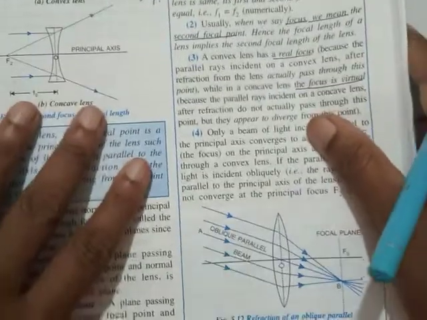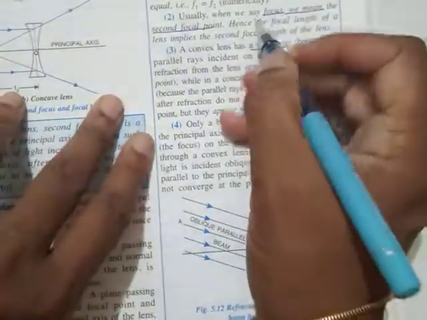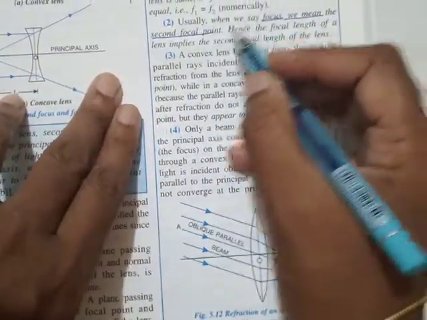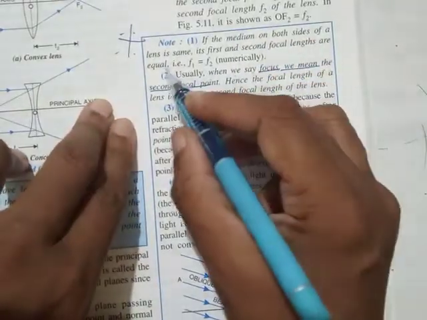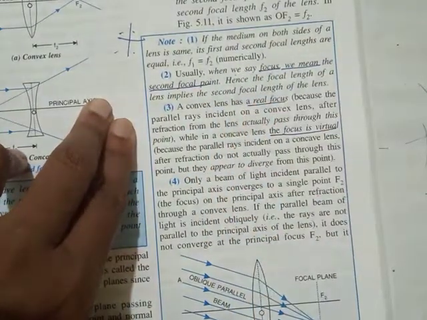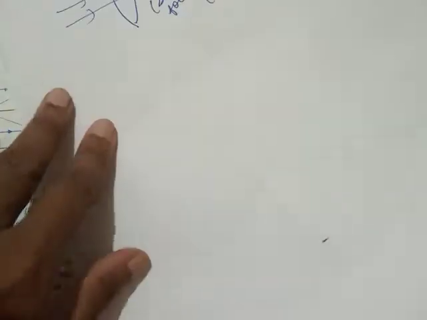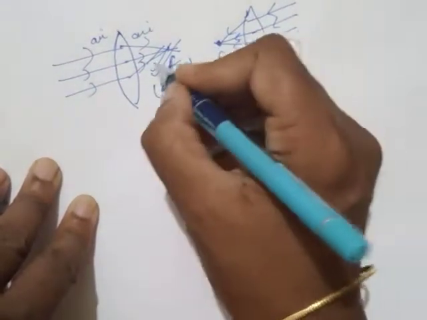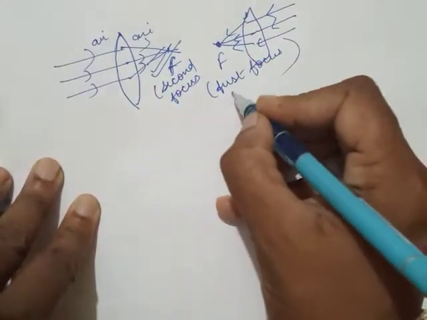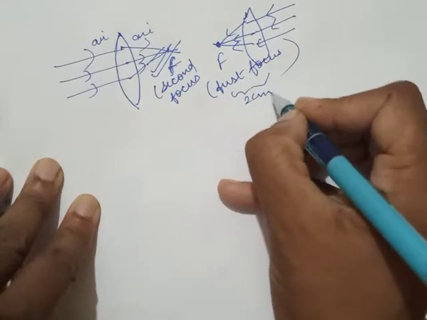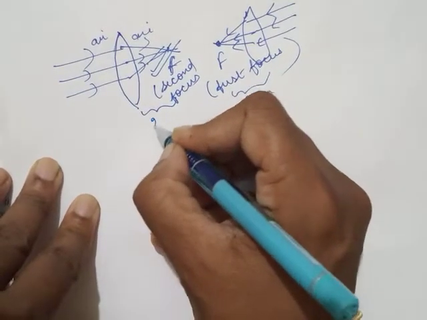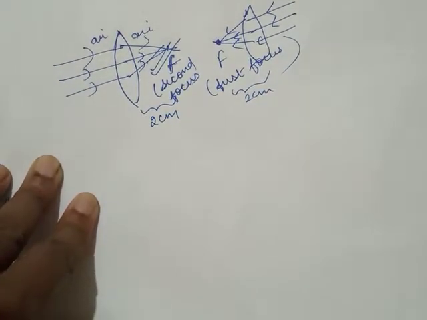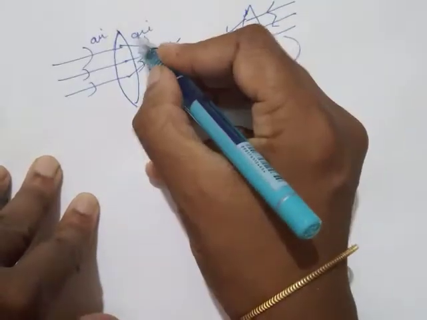Now the important things, all the note, every point is important. If the medium on both sides of a lens is the same, its first and second focal lengths are equal. If this side is also air, this side is also air, then these two focal lengths will be the same. If this is 2 centimeter first focal length, then the second focal length will also be 2 centimeter. Okay, if the medium is there.